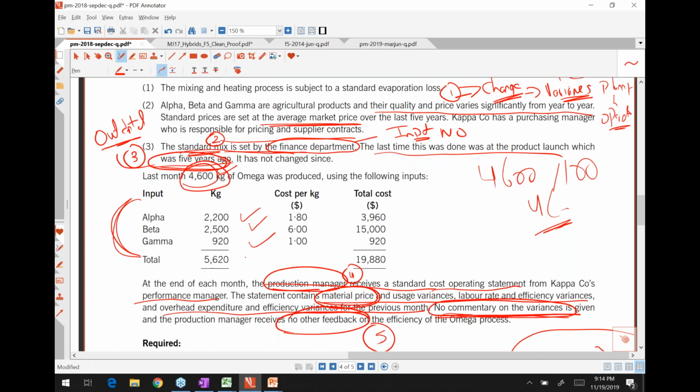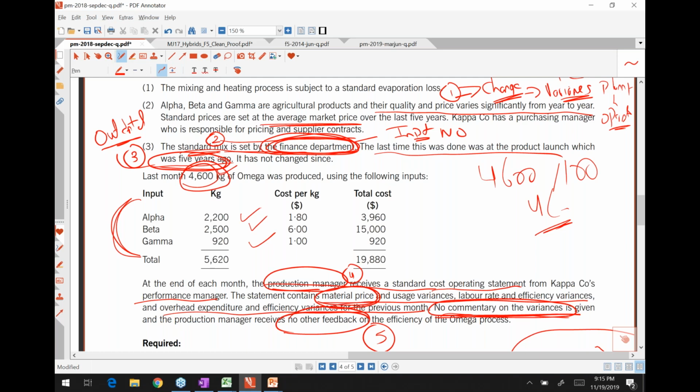What is the second problem? The second problem is that the standard mix has been established by the finance department. If the finance department is setting the standard mix and the manager has no input to this, and if they set some wrong mix standard, the production manager should not be held responsible for that, because there is no breakup of planning and operational. This is the second point. Third, the standard is an old dated standard. How can you assess performance on an old dated standard?